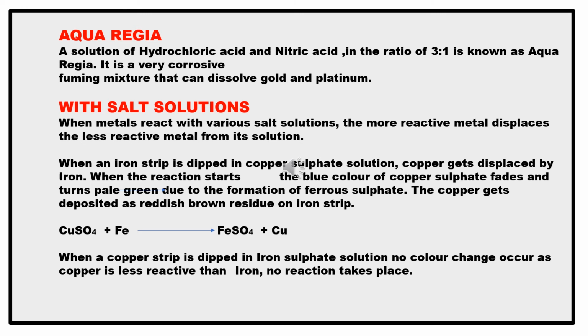So keep in mind, only when we dip an iron piece in copper sulfate solution, the color of the copper sulfate solution will change and it will become greenish. But if we dip a copper strip in iron sulfate solution, no color change can be observed, as the copper cannot displace iron from its solution. Understood, children?